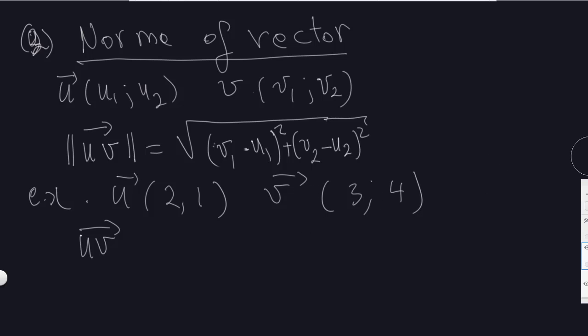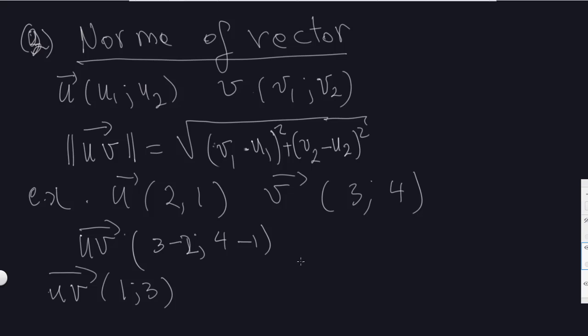The component of vector uv will give you 3 minus 2, sorry, 3 minus 1, and a 4 minus 1. So we found that the component of a vector will give us 1 and a 3.